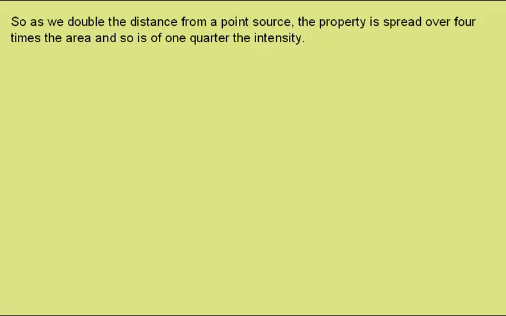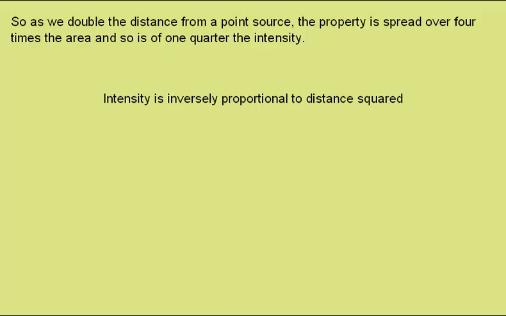So as we double the distance from a point source, the property, which we'll assume to be light, is spread over 4 times the area, and so is of 1/4 the intensity. Treble the distance, we would have 9 times the area, and so 1/9 the intensity, and so on.